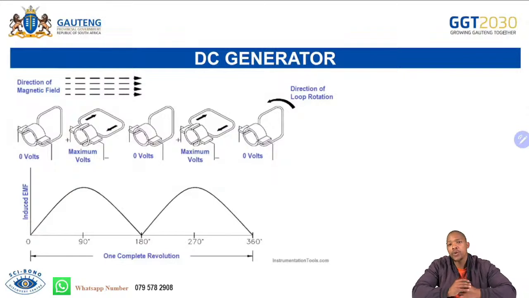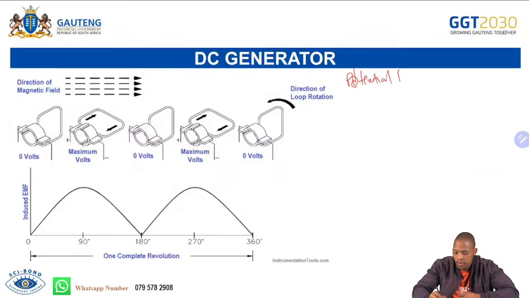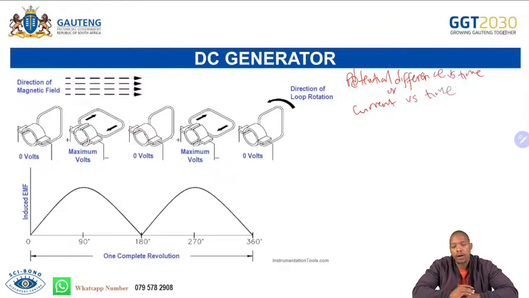Again, with the DC generator, we must be able to draw the PD, potential difference, versus time graph, or the current versus time graph. We should be able to draw these two graphs. These two graphs are going to take the same shape and form. We look at the same thing as we did with the AC generator.